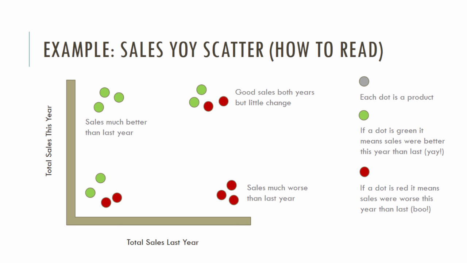Well, each dot is a different product. If a dot is green, it means sales were better this year than last year. If a dot is red, it means sales were worse this year than last year. But that's a little ahead of the point. Let's actually look at some of these, maybe it'll make more sense.